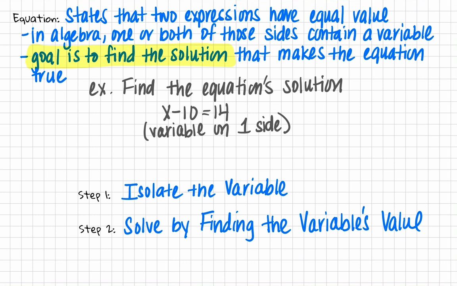There are two steps. You isolate the variable, which means you're going to have the variable on one side. In this example, the variable has another term next to it. Isolating the variable means we're going to have x eventually by itself. Once we do that, the next thing is solve by finding the variable's value.